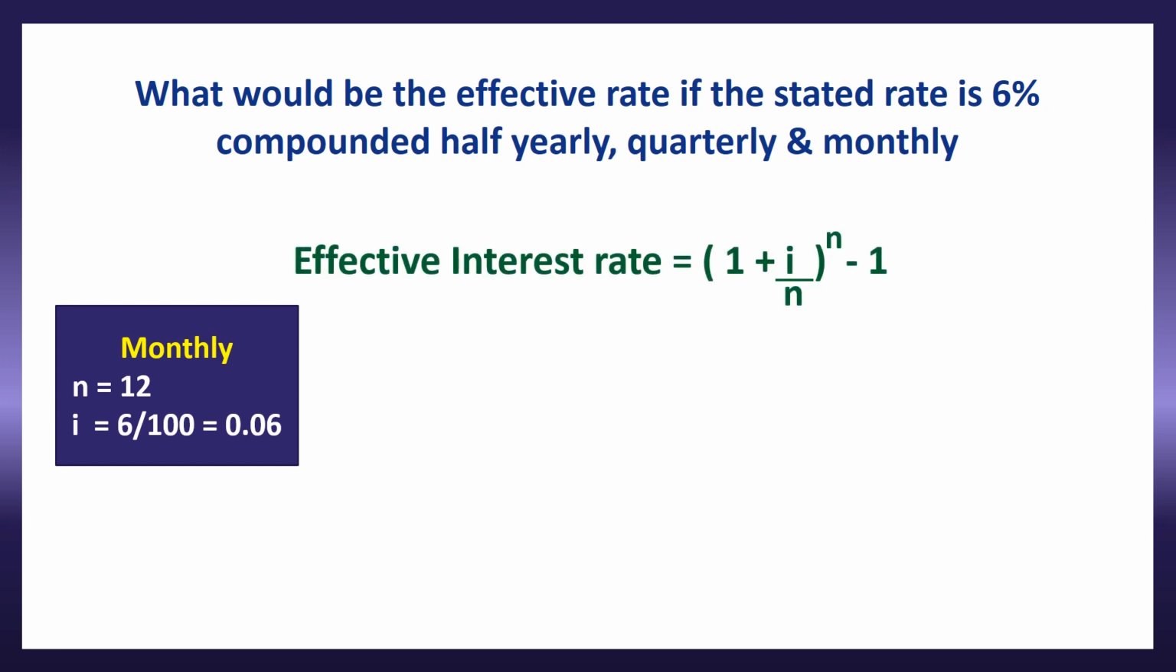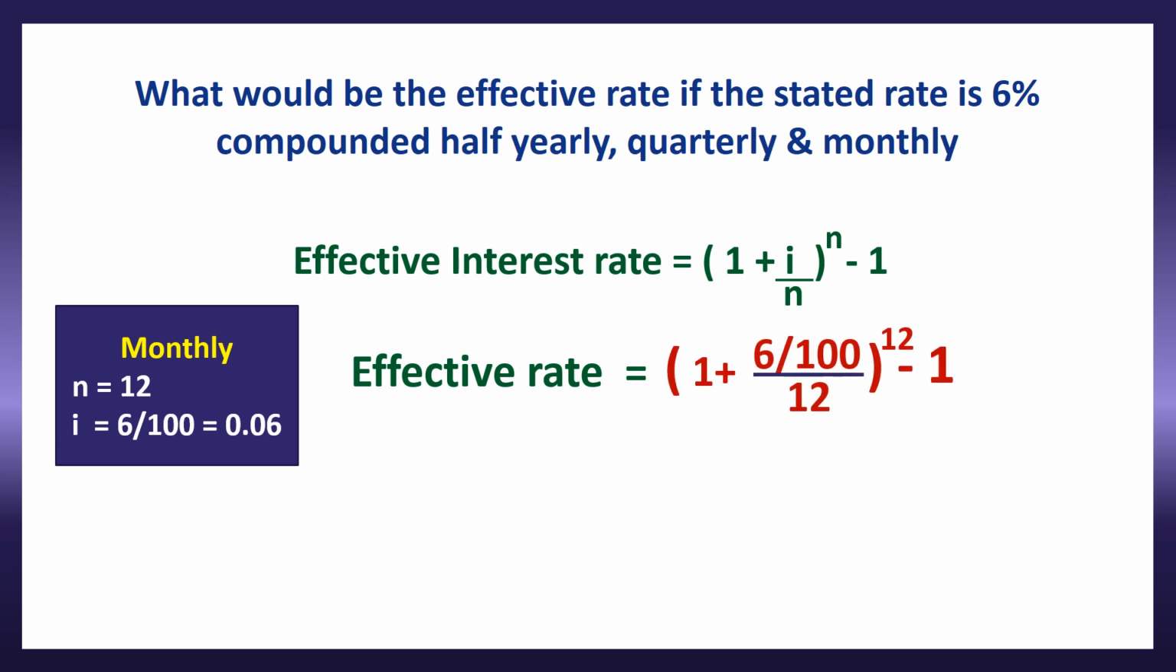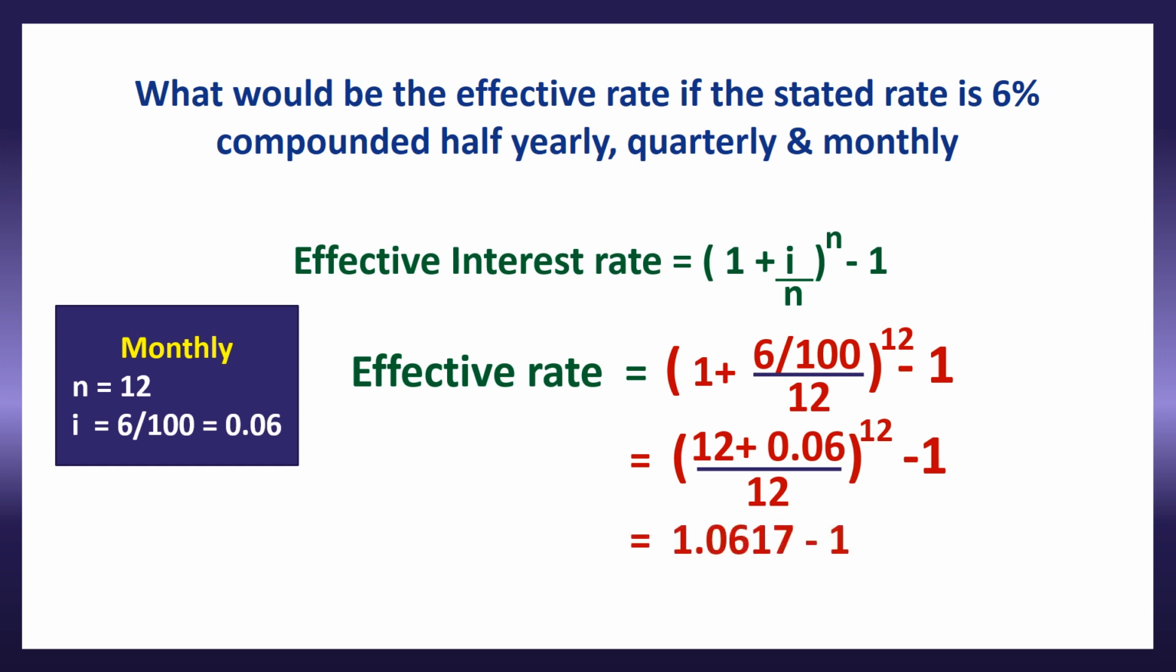Now the same formula is applied and the values are put in the formula. It becomes 1 plus 6 divided by 100 divided by 12 whole raised to 12 minus 1. So that is 1 plus 0.06 divided by 12 whole raised to 12 minus 1. That is 1.0617 minus 1, so that is equal to 0.062. When converted into percentage, it becomes 6.2 percentage. So here the rate becomes the highest.